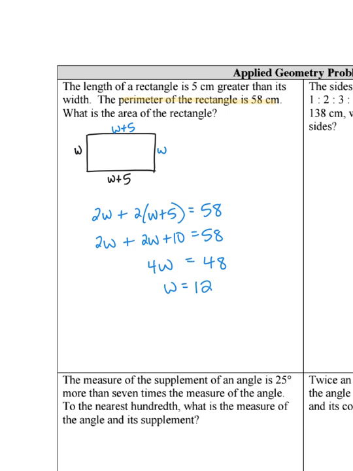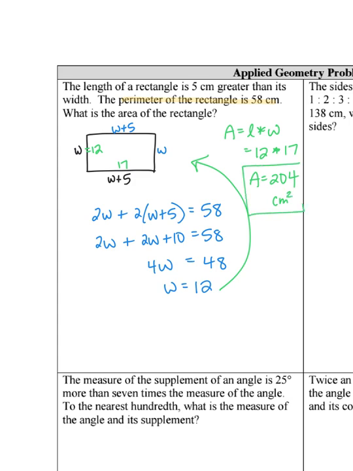The question does not stop at width. It asks you for the area of the rectangle. So if I plug my width in here, I know my width is 12, and then my length is 12 plus 5, which makes that 17. The area of any rectangle is length times width. So in this scenario, 12 times 17. The area is 204. Don't forget your units on word problems. Area is always squared, so 204 square centimeters.